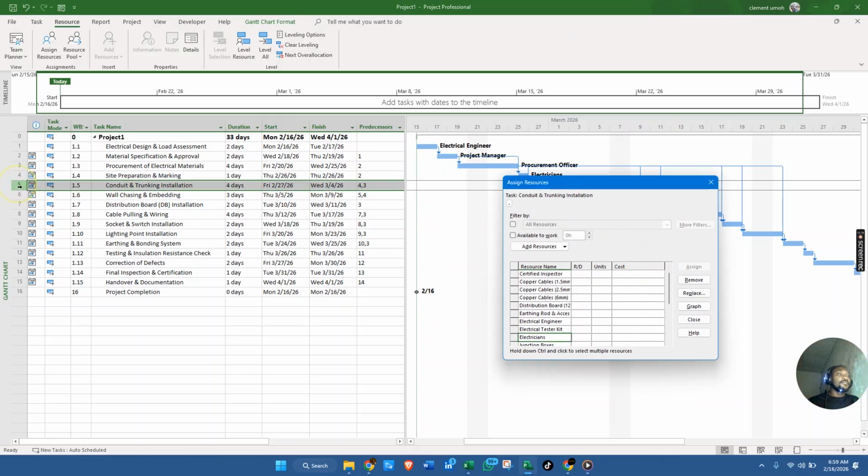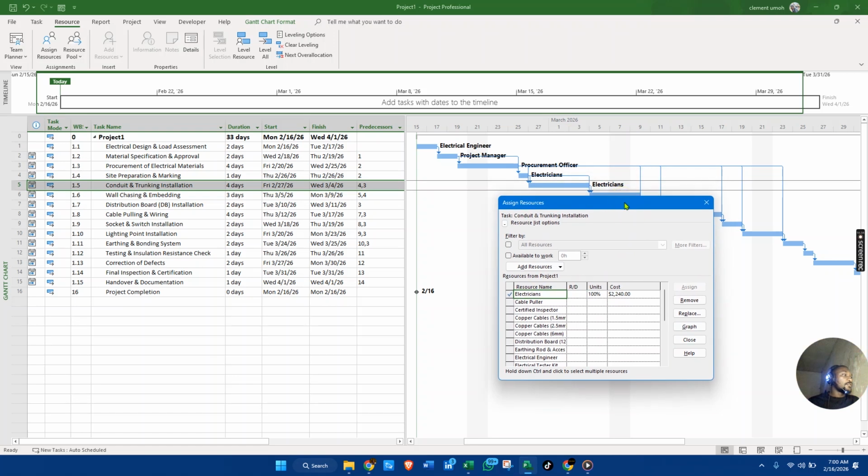So also conduit installation. Also our electrician. And he's going to work with the labor, one labor or two labors. Okay, leave it with two labors. Whatever, 200. So let's leave it to one labor. Let me give him one labor.